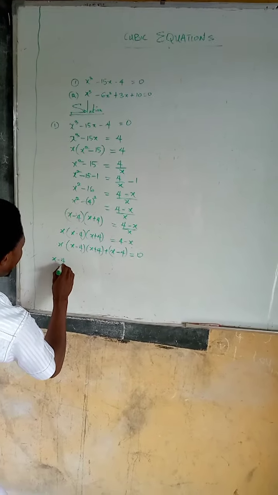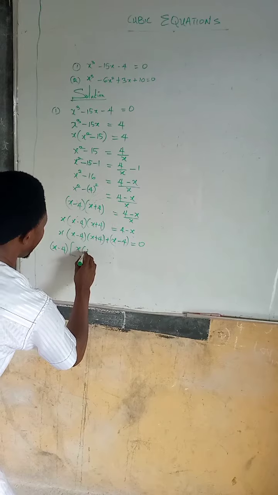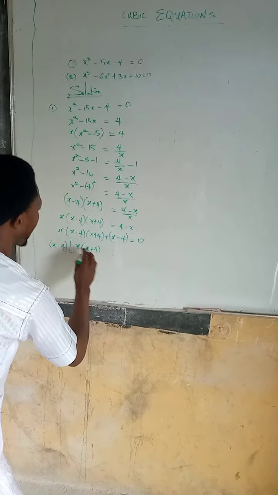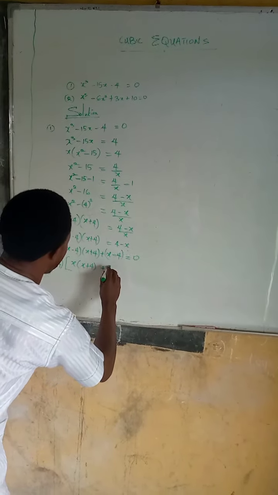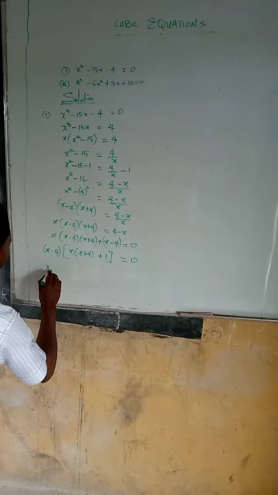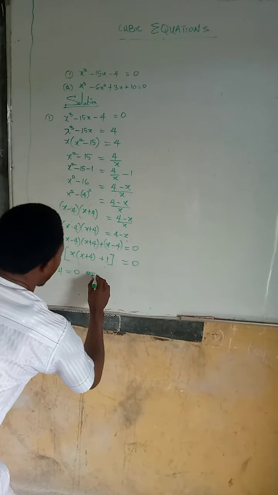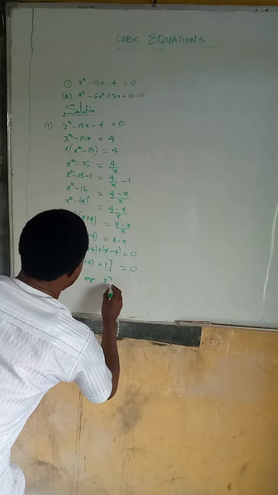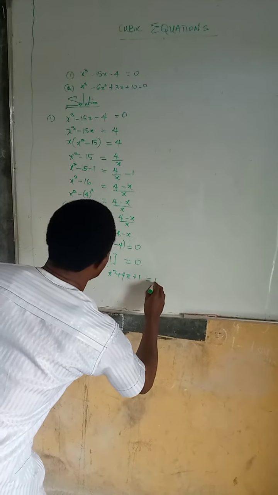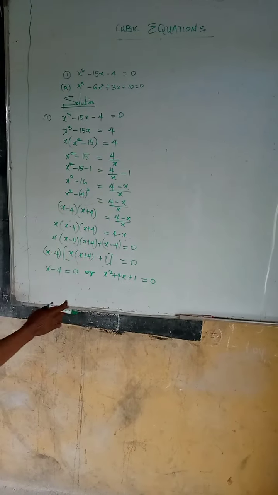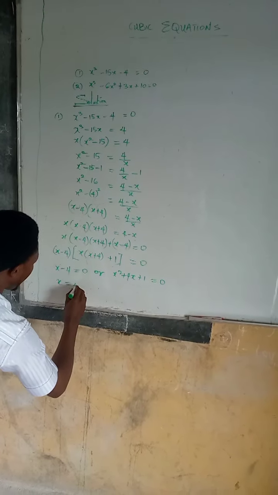Then we have x minus 4 into x into x plus 4, then plus 1, equal to 0. It means that x minus 4 equals 0, or when you factorize this, we have x squared plus 4x plus 1 equals 0. So you can solve this using the quadratic formula. It implies that x is equal to 4.